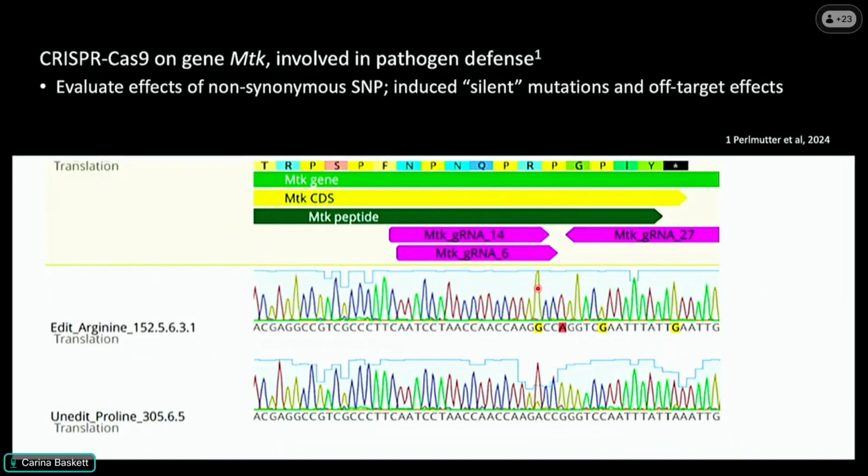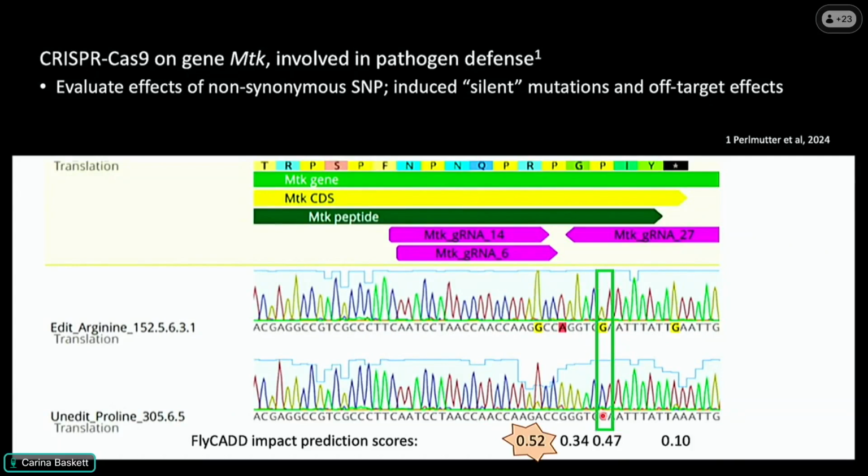So one study that Julia looked at was a study on the gene NTK. It's involved in pathogen defense. And in this study, they wanted to do CRISPR on a specific mutation that they thought was interesting. And that's the one over here.